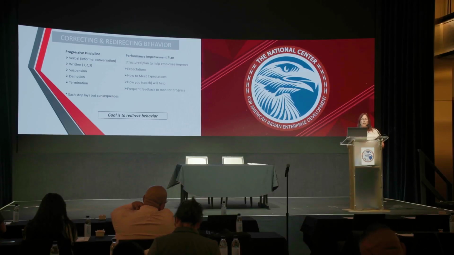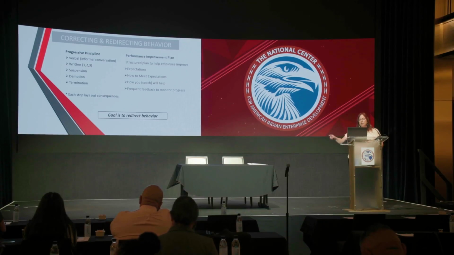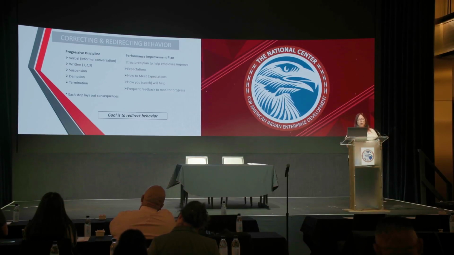So, correcting or redirecting behavior, the goal is to redirect behavior. Again, progressive discipline goes like verbal, written, suspension, demotion, termination. And each step has to lay out the consequence. If you continue this behavior, the next step will be this. And usually what we say, if you continue your behavior, next step will be progressive discipline up to and including termination. So you cover your bases.